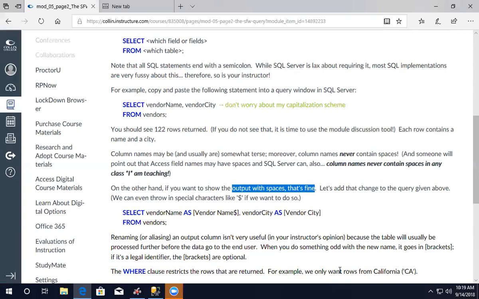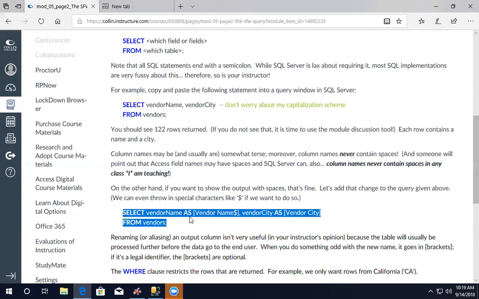Personally, I would just hand it to them the way it came out of the database and let the web server put the spaces in there. But this is how we do it. This is the same query. Select vendor name as. Notice in this case it says vendor name with a $ sign at the end of it, just for giggles. Could have put anything in there.